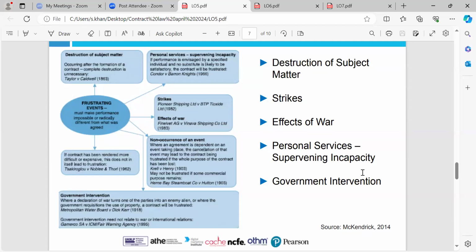The other one is the case where it may not, however, be frustrated: the contract must be deprived of the whole commercial purpose to amount to frustration. And that was the case of Herne Bay Steamboat v Hutton, 1903. In this case, the defendant hired out the claimant's steam ship. The purpose of the contract was to take paying passengers to view the naval review, which was part of King Edward VII's coronation celebration. The defendant was also offering a day's cruise for the passengers. The naval review was cancelled as the king was ill.